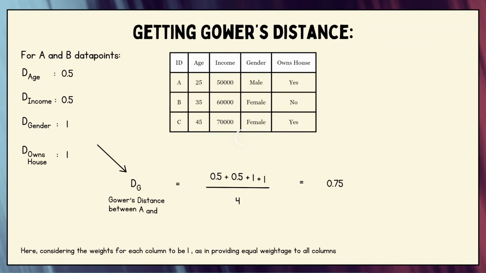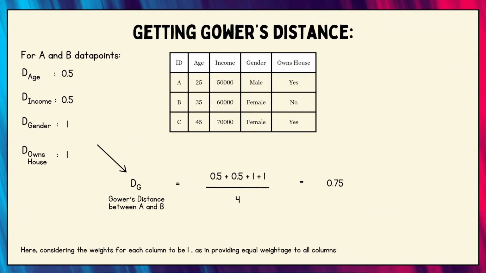Moving on to the next slide. Okay, we got the dissimilarity between data points A and B for each of the columns, but what is Gower's distance? To get the Gower's distance, we condense all of these dissimilarities of the different columns. In this case, because we have attached a weight of 1 to each one of them, we don't need to worry about that. So in generic terms, we are taking an average of all of these dissimilarities between A and B in the different columns, and we simply get a score of 0.75.